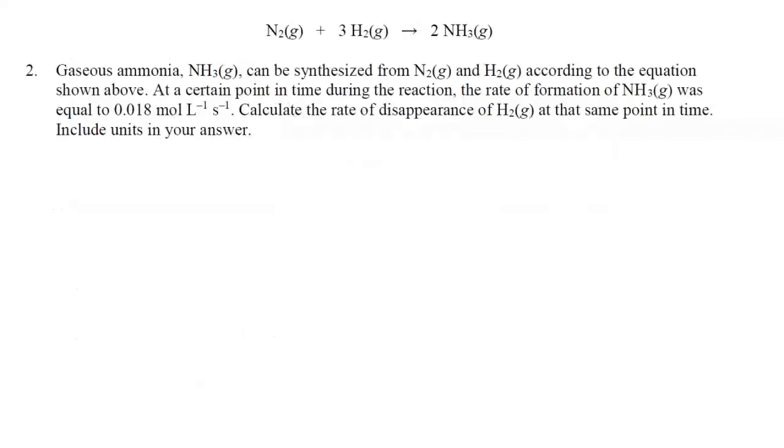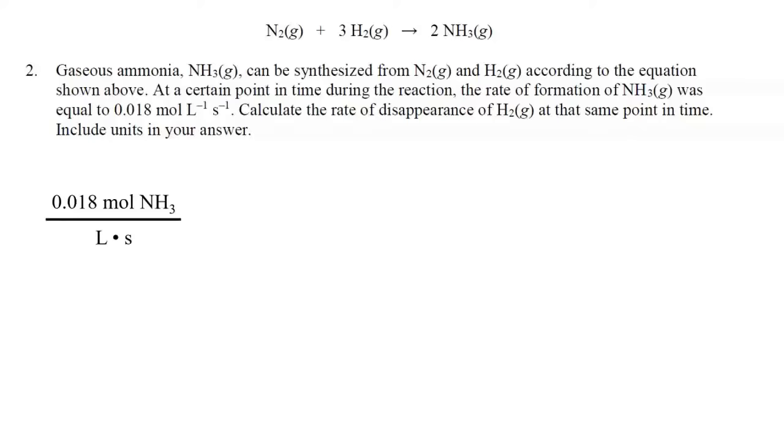Here we have a question that involves stoichiometry and the coefficients in the balanced chemical equation. It says gaseous ammonia, NH3, can be synthesized from nitrogen and hydrogen according to the equation shown above. At a certain point in time during the reaction, the rate of formation of NH3 was equal to 0.018 moles per liter per second. Calculate the rate of disappearance of hydrogen at that same point in time. Include units in your answer. So moles per liter per second, those are the units of rate.